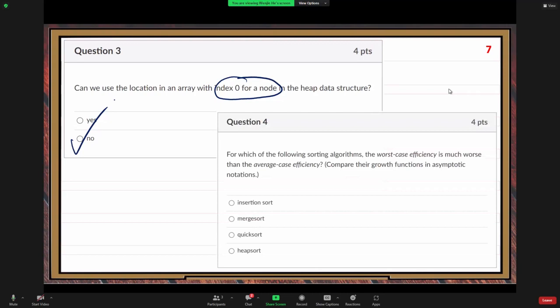Number 4, for which of the following sorting algorithms is the worst case efficiency much worse than the average case efficiency? Here we use the asymptotic notation to see that. If they are in the same asymptotic notation, although there is a difference, we treat them in the same class. If they are in 2 different classes of asymptotic notations, then we treat the difference as larger. Okay? Because 2 different classes. So here we compare average case and worst case.